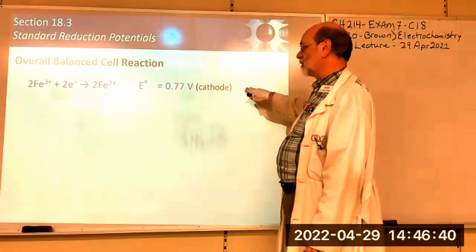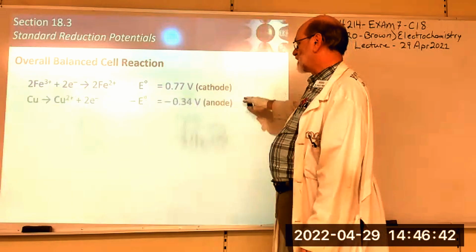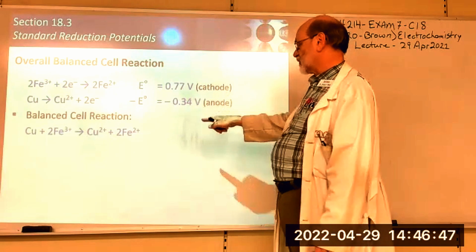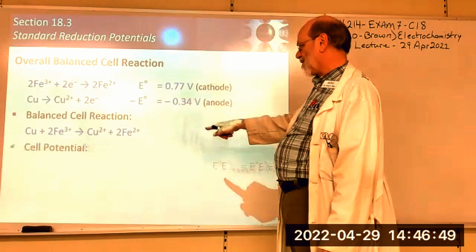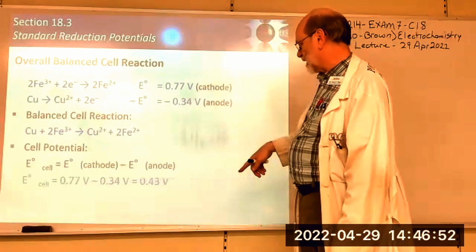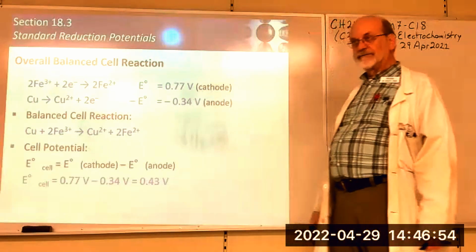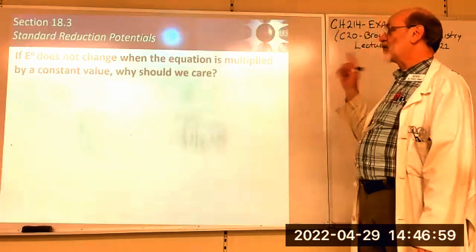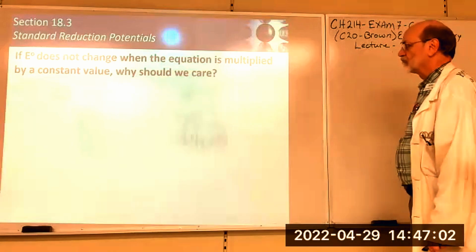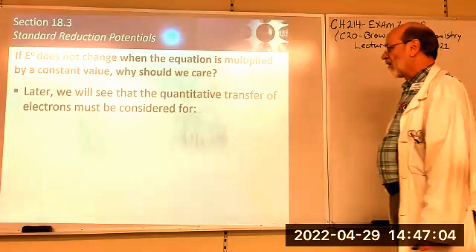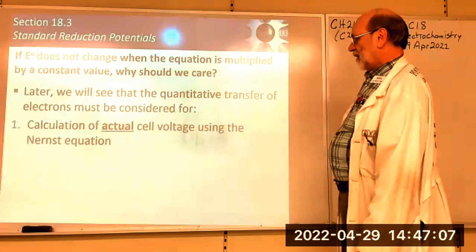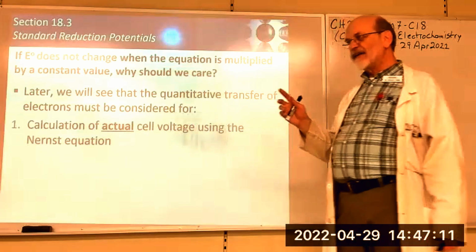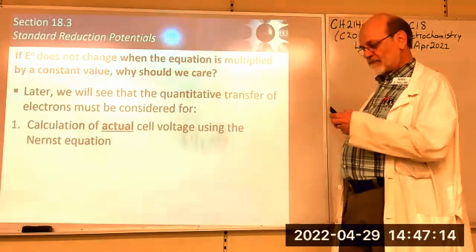Right. This is going to be the cathode reduction, and this is the anode. That's the balanced reaction there. And the cell potential is going to be 0.43 volts. The standard potential. Okay. This refers to the actual cell voltage, the E with no little zero by it.